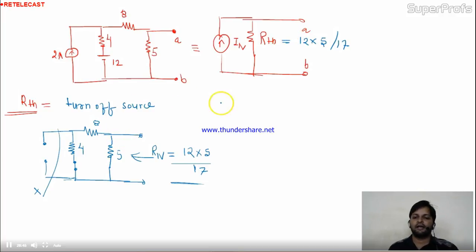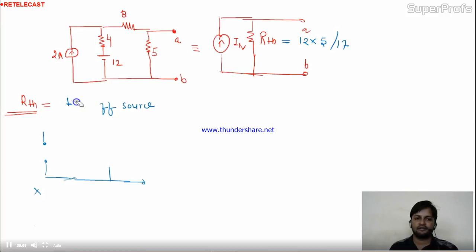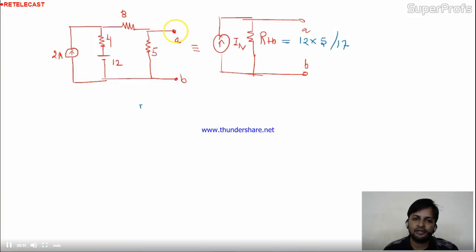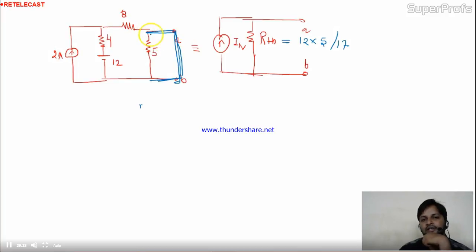Sorry, Rn is done. Come to the In. How to calculate In? Okay. I'll erase it first. The Rn calculation is over. Now we'll come to the In calculation. For the In calculation, the condition is we have to short the terminal. The terminal will be short like this. Is it okay? And then now we have to calculate the current over here.